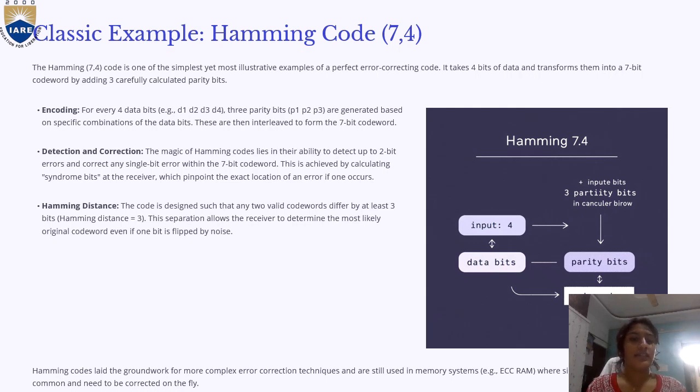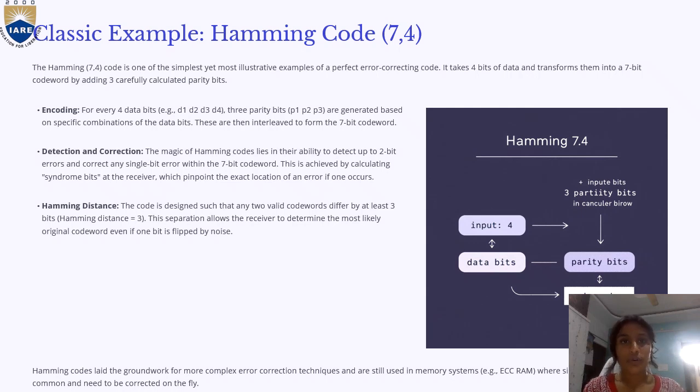In this case, it's 3. Making correction possible, Hamming codes laid the foundation for more advanced codes that are still used today in ECC RAM and memory systems. So, Hamming (7,4) is one of the simplest yet illustrative examples of a perfect error correcting code.